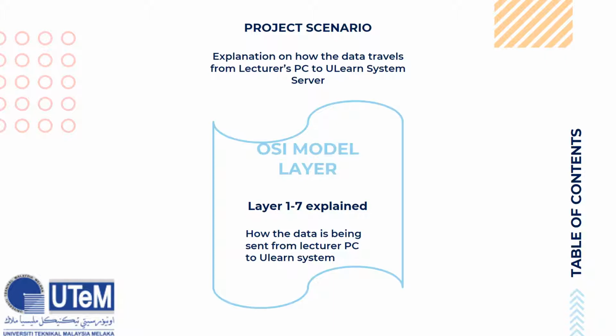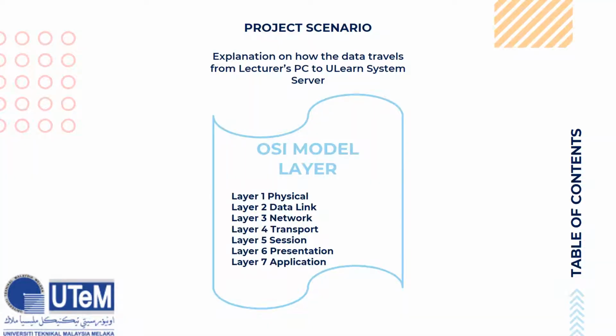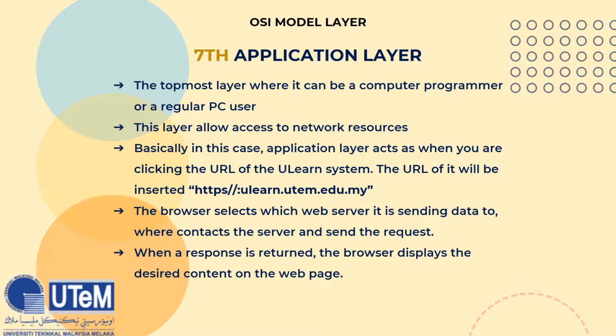I will explain the OSI model layers, and how data is sent from the lecturer's PC. First, we should know about the OSI model. So what is the OSI model? The OSI model is a generic model that is based upon the functionality of each layer. The OSI model has 7 layers: the first is physical, and then data link, network, transport, session, presentation, and last is application.